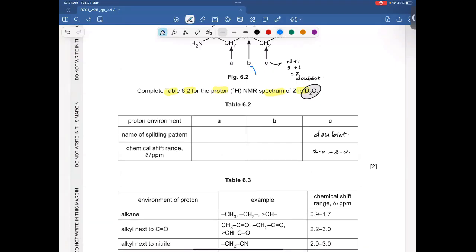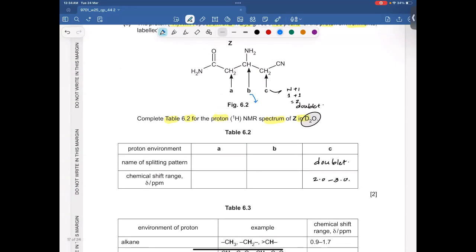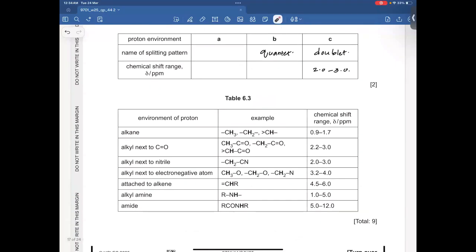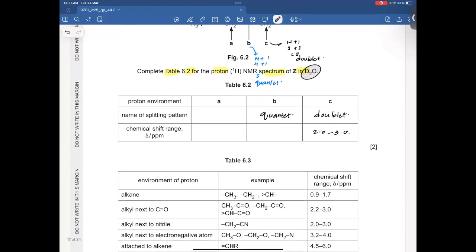B. Let's apply the n+1 rule. We have 4 hydrogen atoms on the neighbor carbon. So 4 plus 1 becomes 5. 5 means quintet. And this is alkyl group next to amine. Alkyl NH2, that is, alkyl next to more electronegative nitrogen. So its value is 3.2 to 4.0.